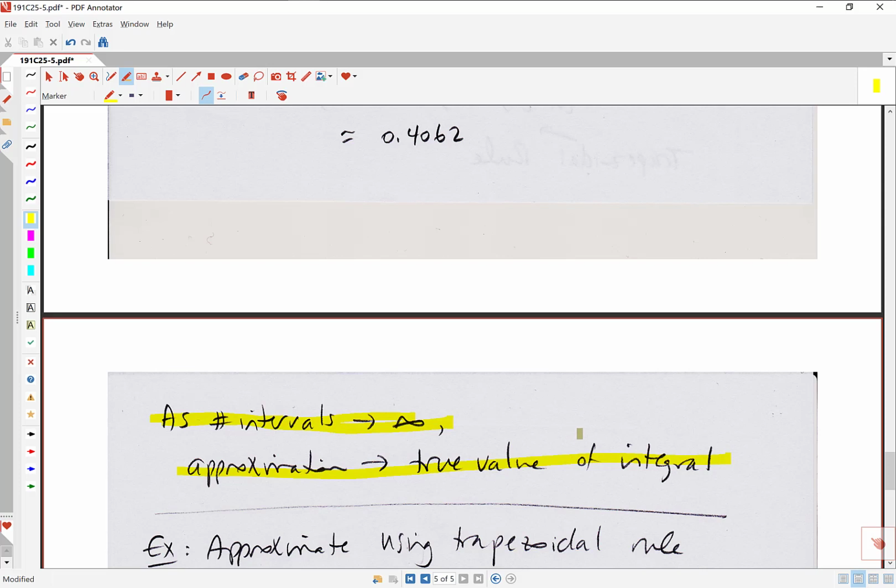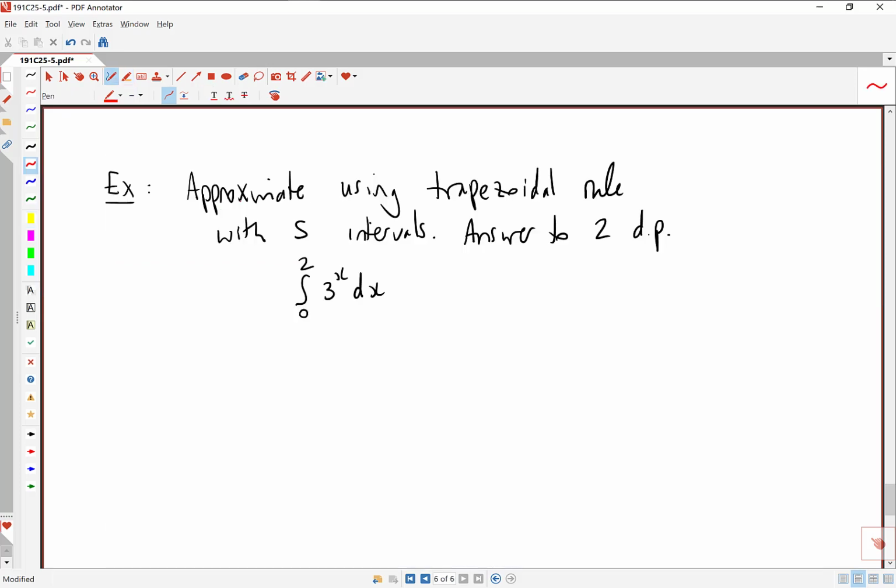So let's try one more problem. Make sure that we've got this trapezoidal rule down. So let's approximate using the trapezoidal rule with 5 intervals. Our answer is going to be given to 2 decimal places. And here's the integral that we want to approximate. It's the integral from 0 to 2 of 3 to the x dx.